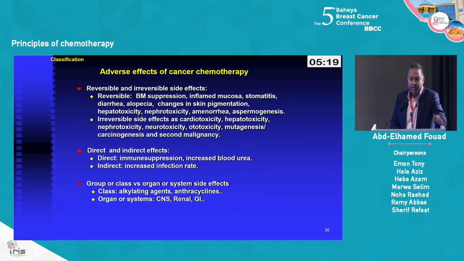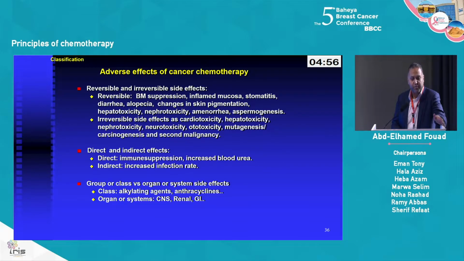Classification: chemotherapeutic side effects are classified based on whether they are reversible or irreversible. Reversible like bone marrow suppression, alopecia, and hyperpigmentation, and irreversible like cardiotoxicity, especially anthracycline cardiotoxicity, hepatotoxicity, and ototoxicity, especially for platinums.